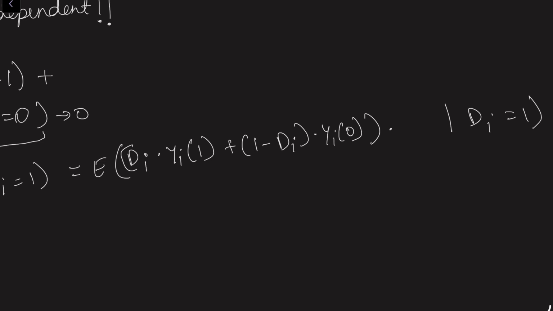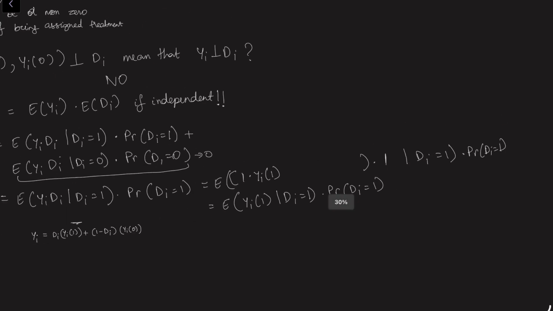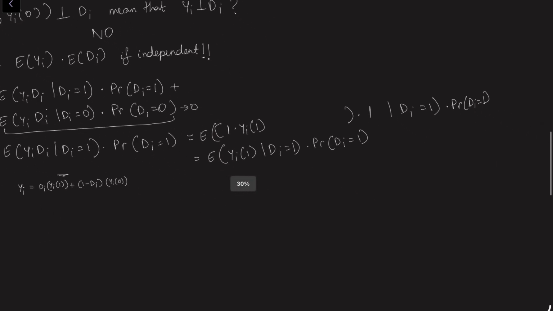So this is 1 and this term here is 1, and that means this term here is 1 as well, which means this whole term is 0, which means we can simply rewrite this whole thing as the expectation of the potential outcome of being treated, conditional on the treatment group, times the probability of being treated. Okay, so I hope this makes sense.